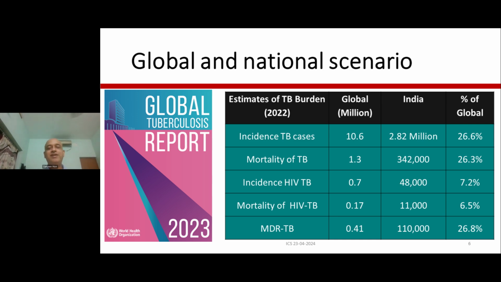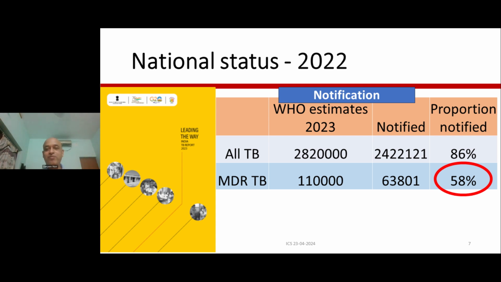When you look at our national status, however, when it comes to drug-sensitive TB, or all TB put together, you can see that the country is doing fairly well. We diagnose more than 86% of all TB. There was a time long back when diagnosing 70% of the TB was considered a big achievement. Today, we are diagnosing almost 86% of the WHO estimate for our country.